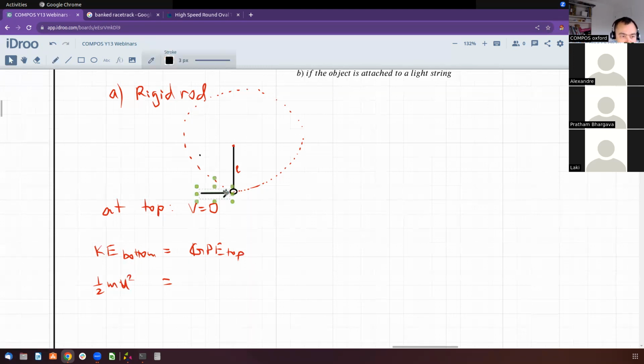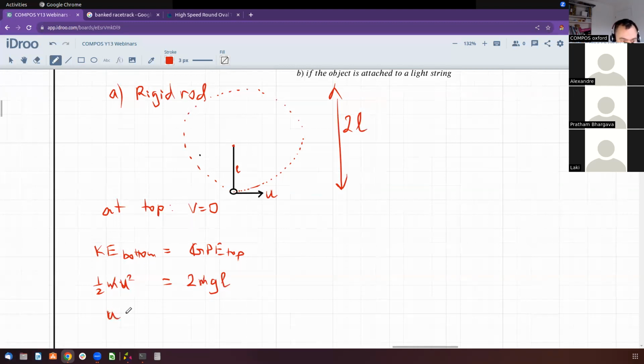So initial velocity, 1/2 mu squared is equal to 2mgL, because the height is 2L, yeah? The height is 2L, and the gravitational potential is 2mgL. So, and then m cancels, and you have u is equal to square root of 4gL. Very good.